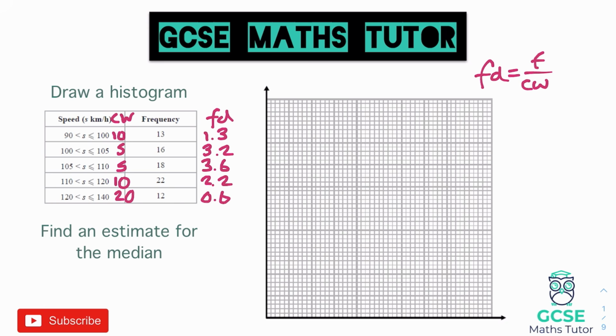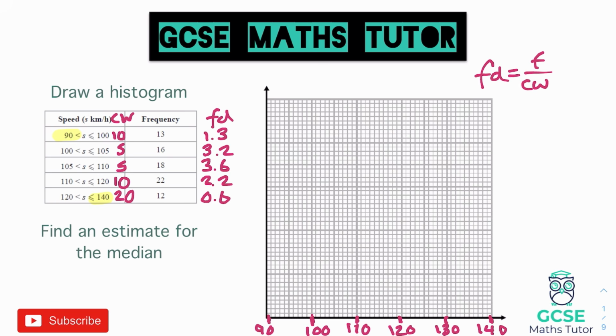So all we need to do now is draw our histogram. So first things first, we need to plot the scale down the bottom. And you can see that the speed starts at 90, just up there, and it goes up to 140. So we can plot this in tens. If that was 90, then we could go along, this would be 100, just here. We'll put this one as 110, 120, 130 here, and 140 right at the end. So there we go, we need to label that up, 90, 100, 110, 120, 130, and 140.